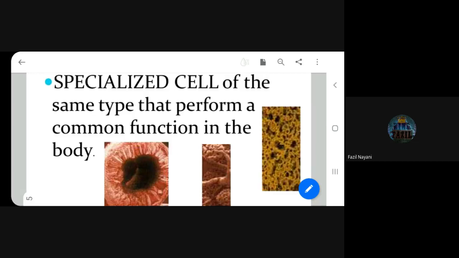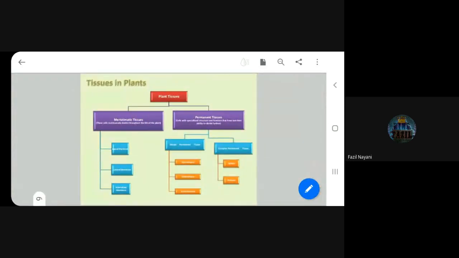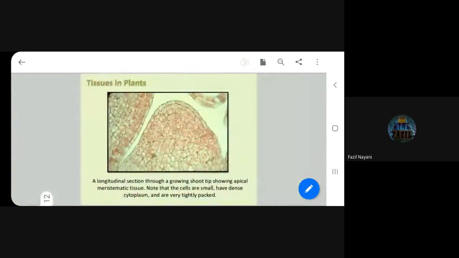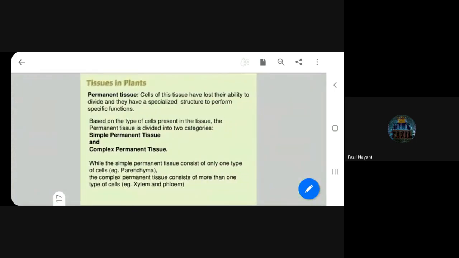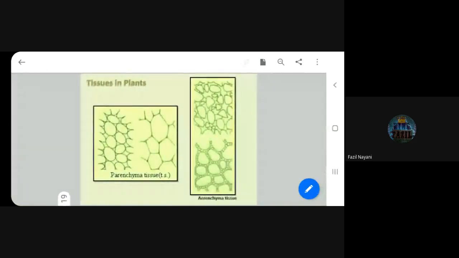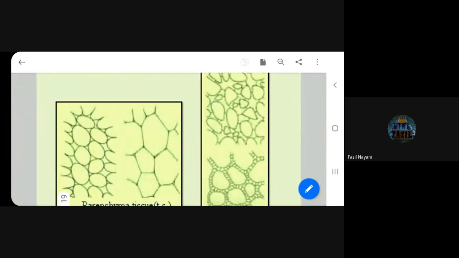Where do you find the apical meristem? Tell me. This is parenchyma I'm showing you. Where do you find the apical meristem? What is the meaning of apical?